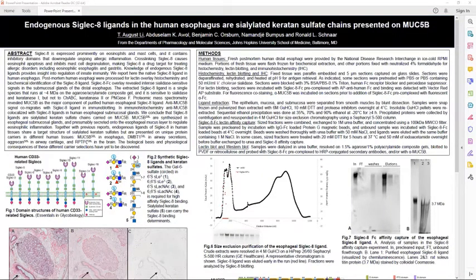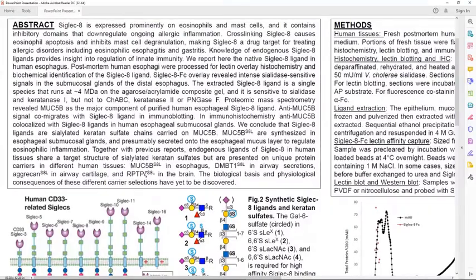My name is August Lee, and I am a fifth-year graduate student at Dr. Raj Nar's lab. Part of the lab's focus has been on discovering the endogenous sialoglycan ligands that bind to Siglec-8, and this poster shows our latest finding.